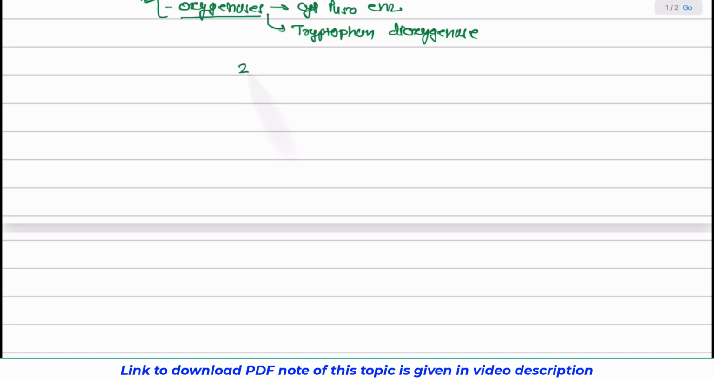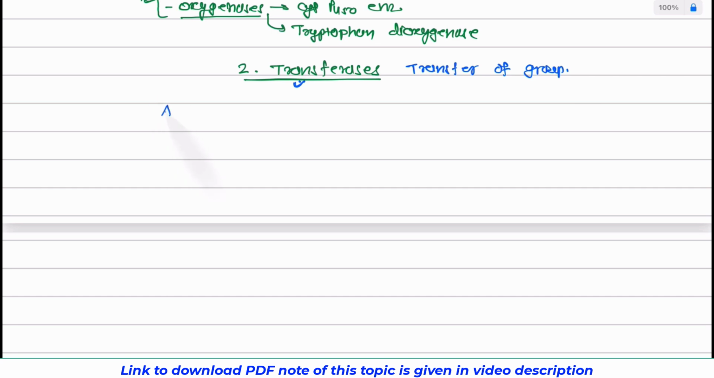So class number 2 is the transferases. As the name suggests, this class of enzyme transfers one group from one substance to another substance. So we can say they are involved in the transfer of group, right? So let's first look at the generalized example.